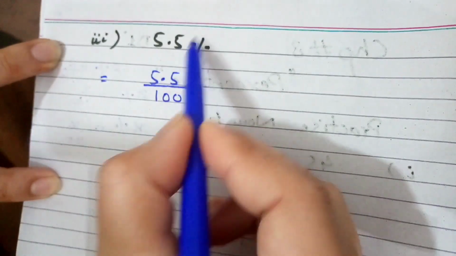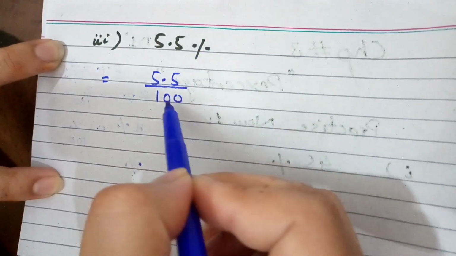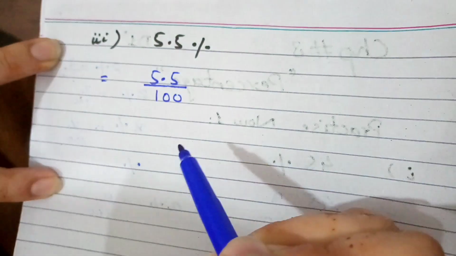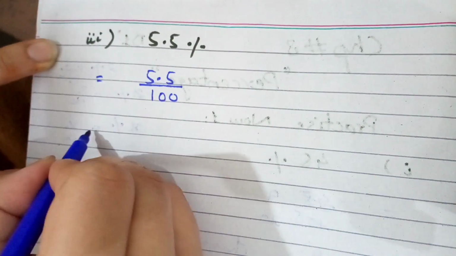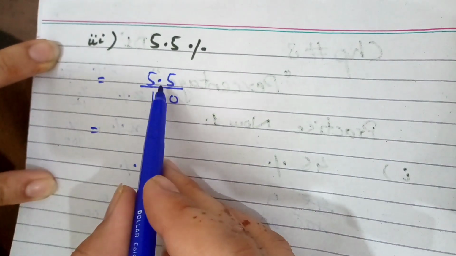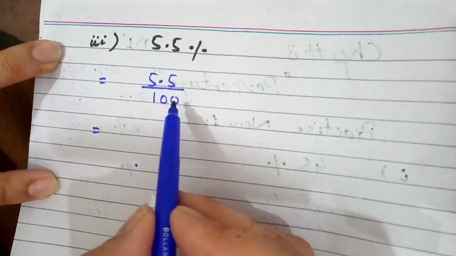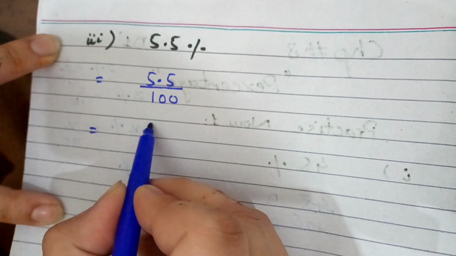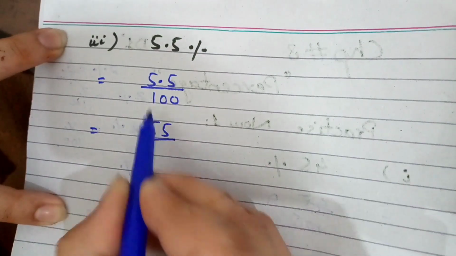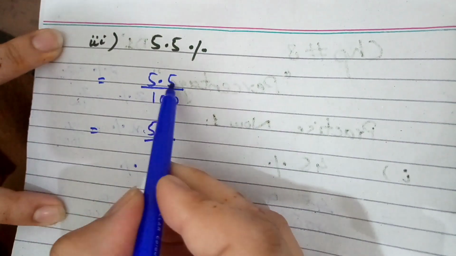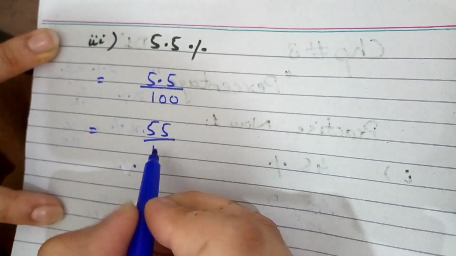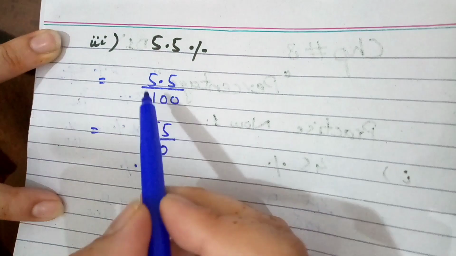Always when we remove this sign, instead of this sign we place divided by 100. So 5.5 divided by 100. Now remove the point of this term, as it is 5.5. So in place of the point we place 1. And how many terms after the point do we have? Only 1. So we place 0 in place of this.